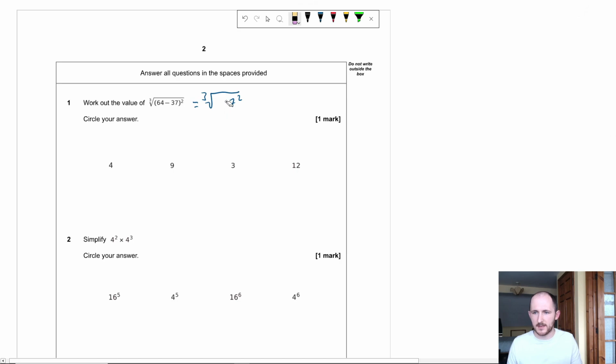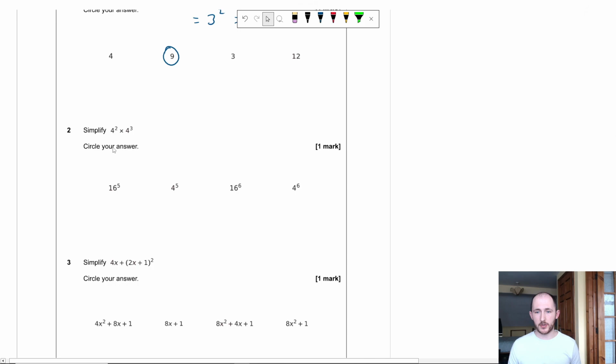Now, of course, you might look at this and say, okay, I don't know what 27 squared is, and then I have to cube root that. No, you can cube root first. So the cube root of 27 is 3, and then you're squaring it, which gives me the answer of 9. Okay? 4 squared times 4 cubed, circle your answer. Well, this is going to be 4 to the power of 5, right? Because you add the indices.